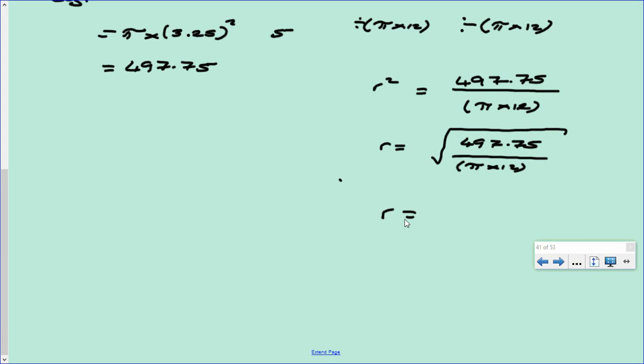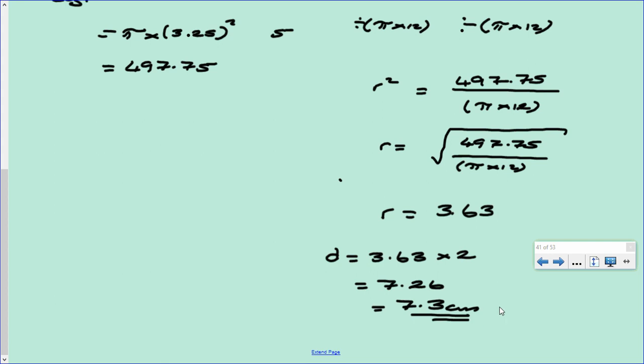Right, last line. So R equals, and then it'll be 3.63. Again, I know it says to 1 decimal place, but we need to show our unrounded answer first. So once we've got a radius, we need to times that by 2. And we'll get 7.26, or 7.3 centimeters to 1 decimal place.